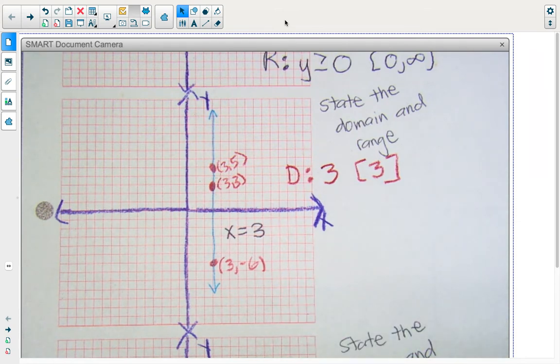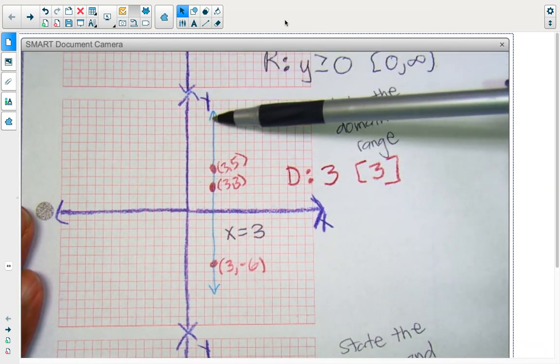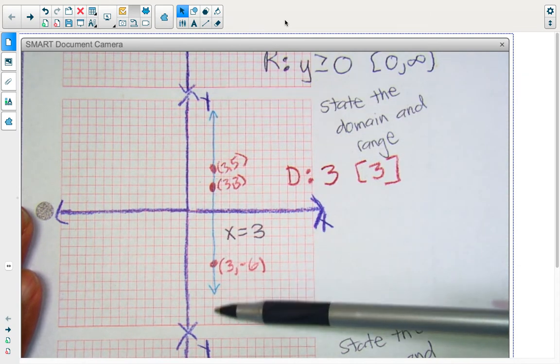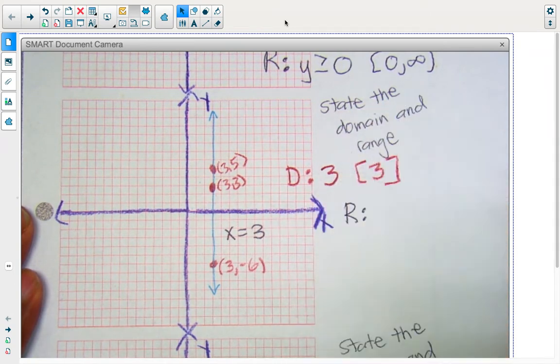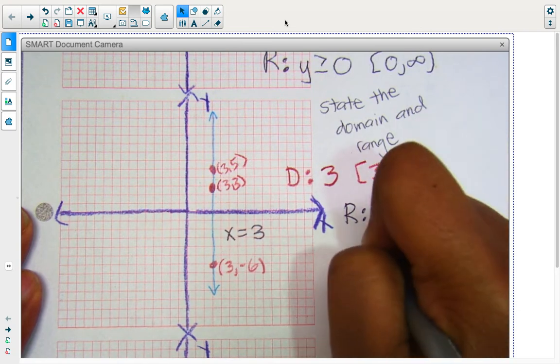Now let's take a look at our range. Range for this problem is going to be your y values. Your y values can be anything. When you're looking at your y values, you're looking at how far your graph goes up and down. This graph is going to keep going up, up, up. That's what this arrow means. And it's going to keep going down, down, down. So my range is any and everything. So it's all real numbers.